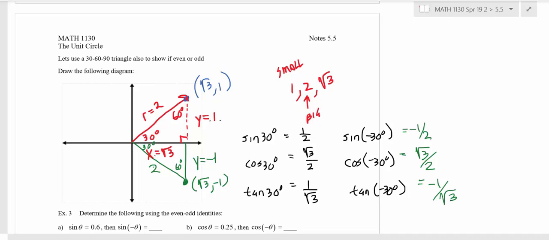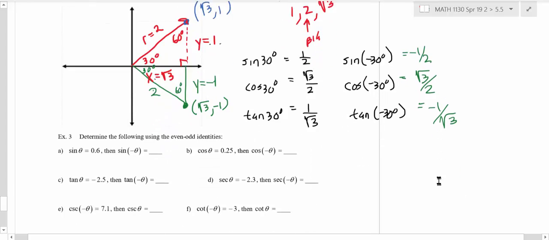So you can do that kind of verification with a triangle too. That's just another way to look at that. And then the reciprocals are all the same. So what you want to remember is cosine and secant are even. The other 4 are odd, and then you can build your identities if you understand what an even and odd function is.